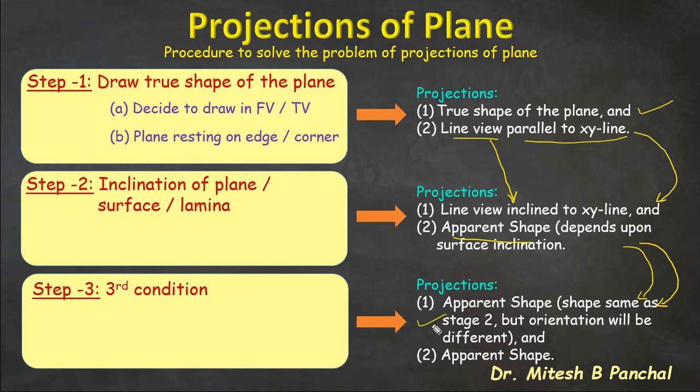Okay, the same shape which we are getting in the second step, that we will utilize as a reference for the third step. Okay, so apparent shape which we are getting in the second step, that will be rotated as per the third condition in third step. So after getting the apparent shape in the third step from the apparent shape of the second step, we will get the another projection of the plane that will be an apparent shape. So in the third step, we will get both the projections as apparent shapes. So this is the entire procedure to solve the problems of projections of plane.